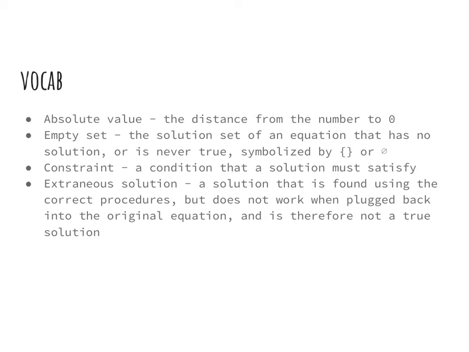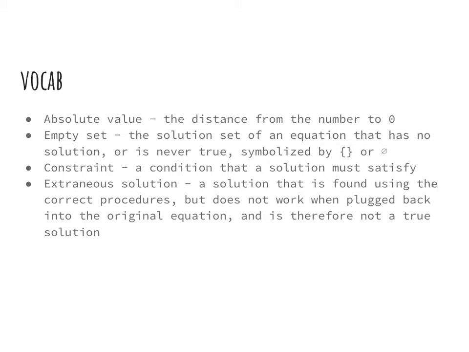So our first term is absolute value, and that's the distance from a number to 0 on the number line. Absolute value is always positive. We have empty set, and that's the solution set of an equation that has no solution or is never true. And we can symbolize that by using empty brackets or a circle with a line through it. Those both mean the empty set.